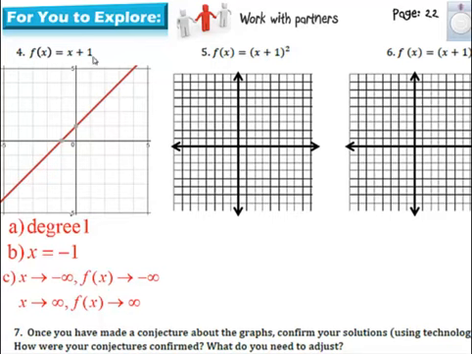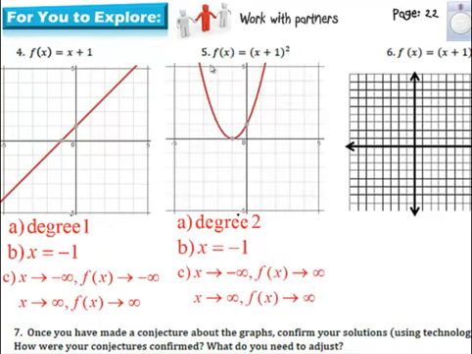And then here, this one looks a lot similar to this one, except now you took that binomial and you squared it. So now that has a degree of 2, and the x-intercepts are still the same, but now the end behavior is a little bit different because it's now increasing as we go to the left instead of decreasing. And then this last example here, it has a cube.